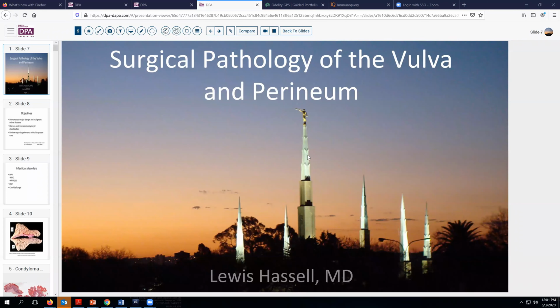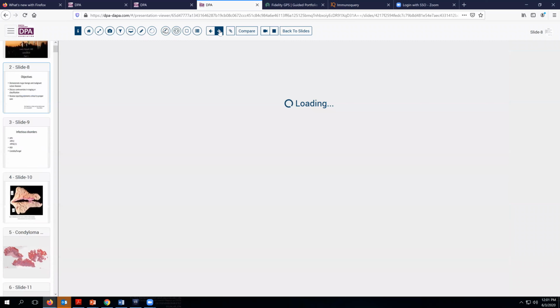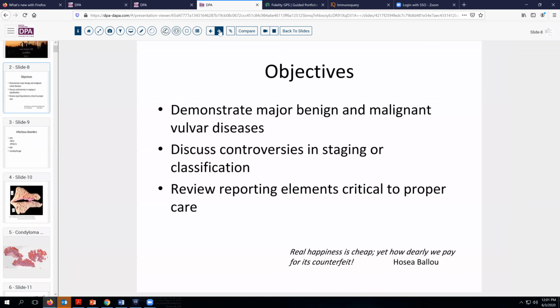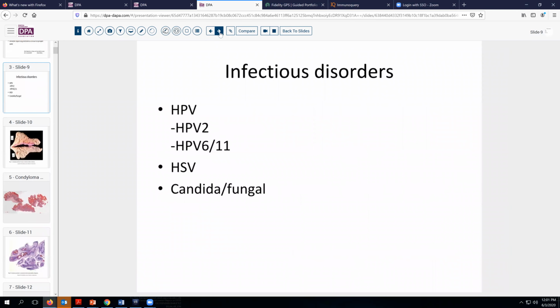Okay, surgical pathology of the vulva and perineum. A couple of key objectives today that we'll try to cover. Primarily just an overview of some of the benign and malignant lesions to be concerned with. I'd like to spend some time discussing controversies in staging or classification, and then just touch on reporting elements to remind you of those. Some of these things are based on practice, things that I've encountered.